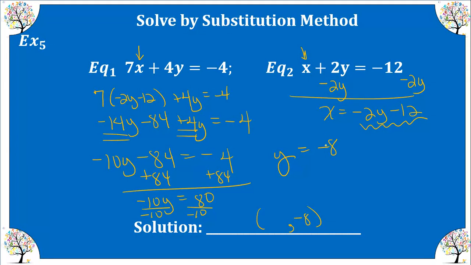Now I'm going to plug in negative 8 for y here. X equals negative 2 times negative 8, minus 12. I have 16 minus 12, and the x value is 4. That is the solution.